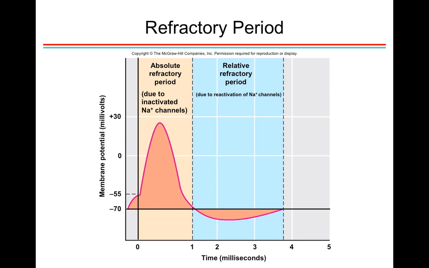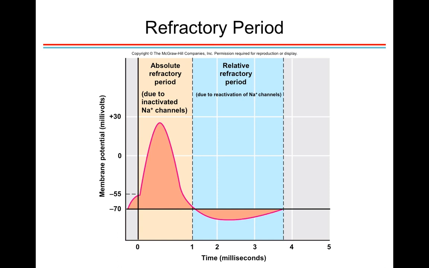So there is also this relative refractory period, and this is the period where the exit of the potassium ions from the nerve actually reduces the membrane potential to be lower than negative 70. So maybe it'll go to minus 80, for example, right? And it'll reduce the membrane potential, making it hyperpolarized.